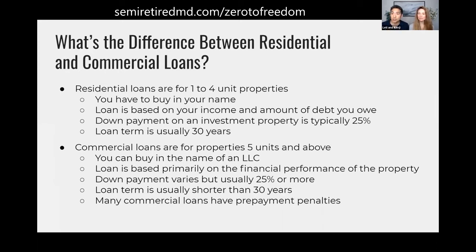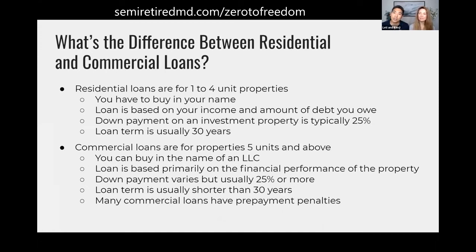Now, on the commercial side, again, really different. With a commercial loan, you can buy, and actually a lot of commercial lenders want you to buy a property in the name of an LLC. So you can preserve that anonymity. And that's actually helped us a lot before.